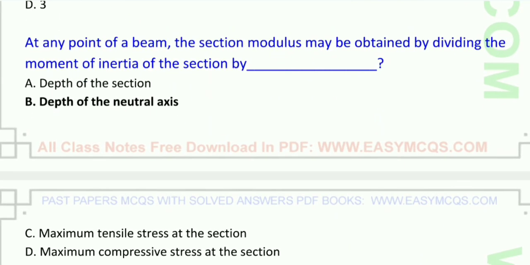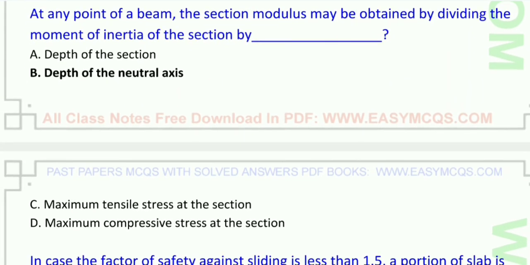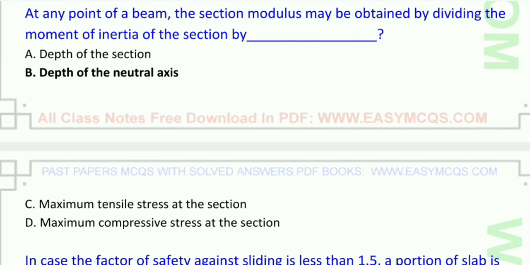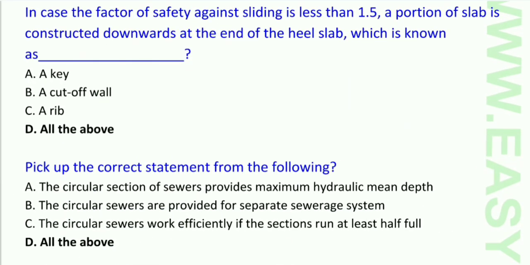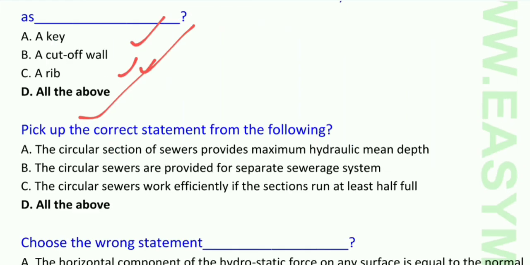At any point of a beam, the section modulus may be obtained by dividing the moment of inertia of the section by depth of neutral axis. B is right. In case the factor of safety against sliding is less than 1.5, a portion of slab is constructed downward at end of the heel slab, which is known as a key, a cutoff wall, a rib. All of these. D is right.